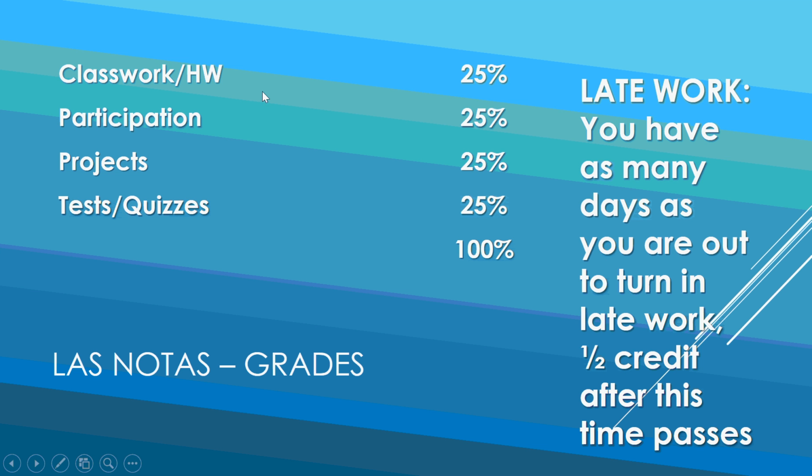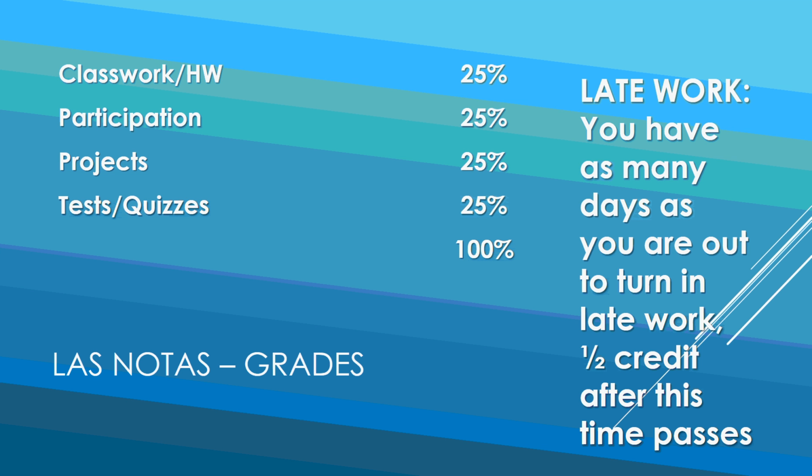Your classwork and homework, participation, projects, and tests and quizzes. All of these categories are 25%. That way, it's all balanced, so just in the event that you don't do as hot on tests and quizzes, you have 3 other categories that are going to balance out your grade nice and evenly. Okay?